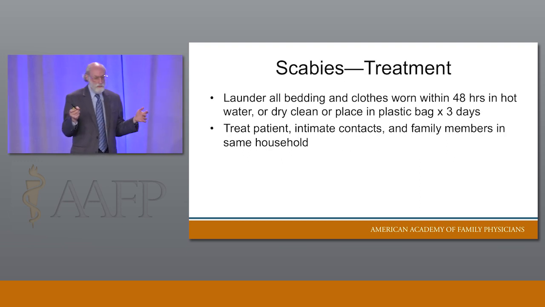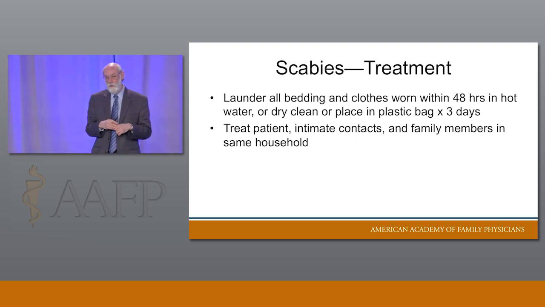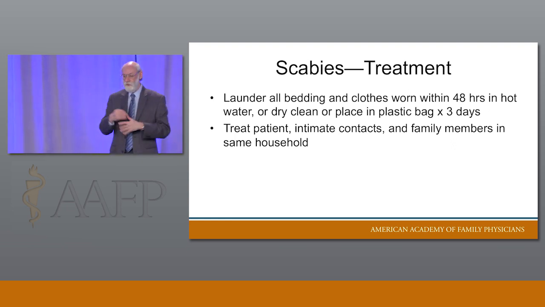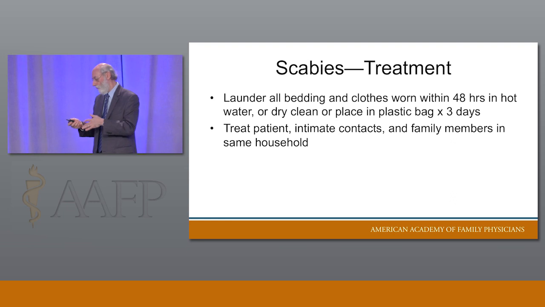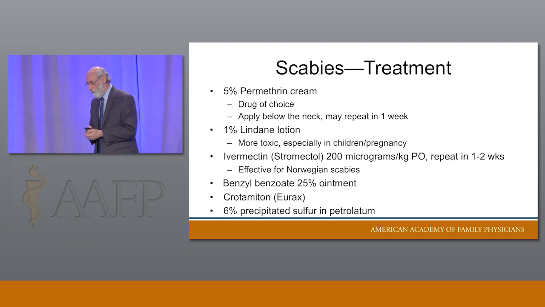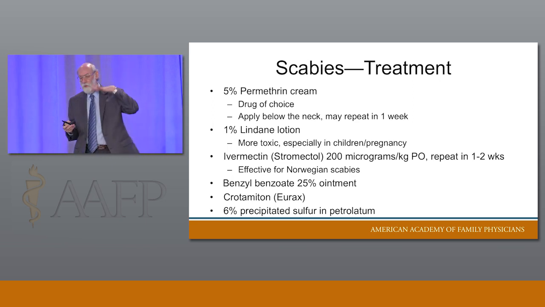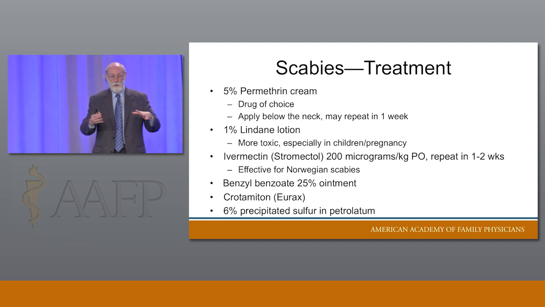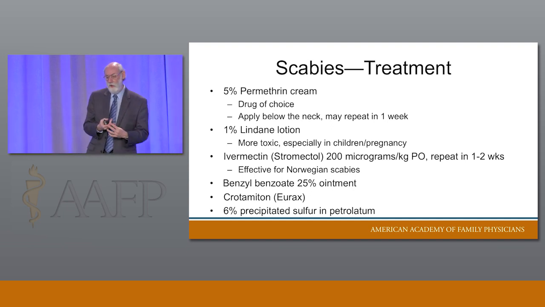How do you treat scabies? You launder all bedding and clothing, then 48 hours in hot water. You put it in a bag to suffocate the mites. Treat the patient and their household contacts as well. How? Permethrin 5%, below the neck typically. Scabies doesn't typically get above the head. You can do it again in a week, but you don't have to.